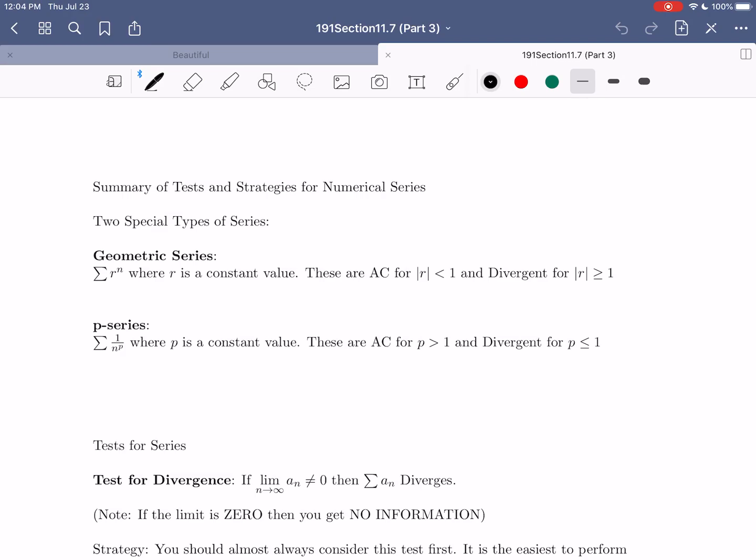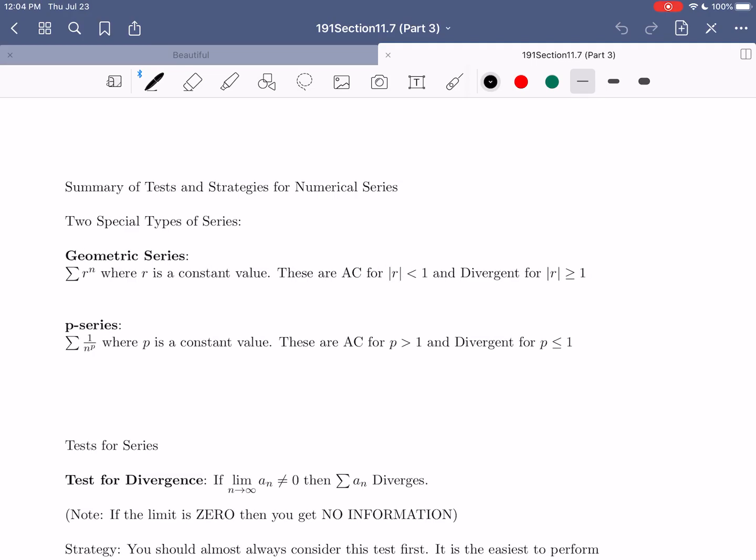Technically, we also have one other piece of information. We don't use it too much, but for geometric series we actually have the most information because we also have a formula for how they sum up. So not only do we know when they converge, we know that if they converge, the sum from n equals 0 to infinity of r to the n is 1 over 1 minus r, provided that the absolute value of r is less than 1.